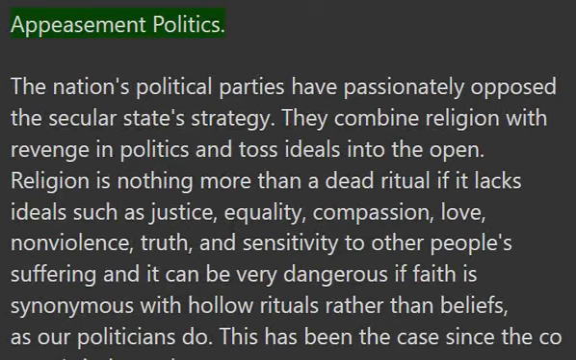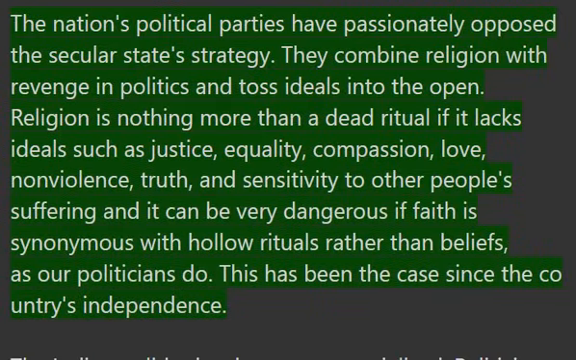Appeasement politics. The nation's political parties have passionately opposed the secular state's strategy. They combine religion with revenge in politics and toss ideals into the open. Religion is nothing more than a dead ritual if it lacks ideals such as justice, equality, compassion, love, non-violence, truth, and sensitivity to other people's suffering, and it can be very dangerous if faith is synonymous with hollow rituals rather than beliefs, as our politicians do.